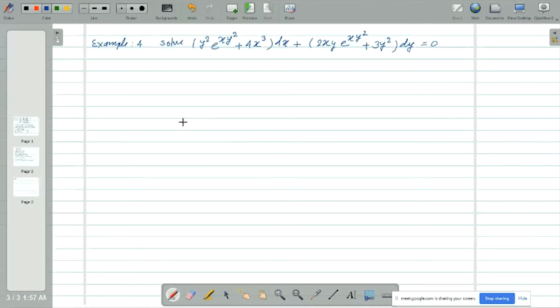This is a simple problem. Can you take this problem as an exercise? Yes. I'm giving this problem as exercise homework. Okay? So please do this problem at your home. The method is similar.